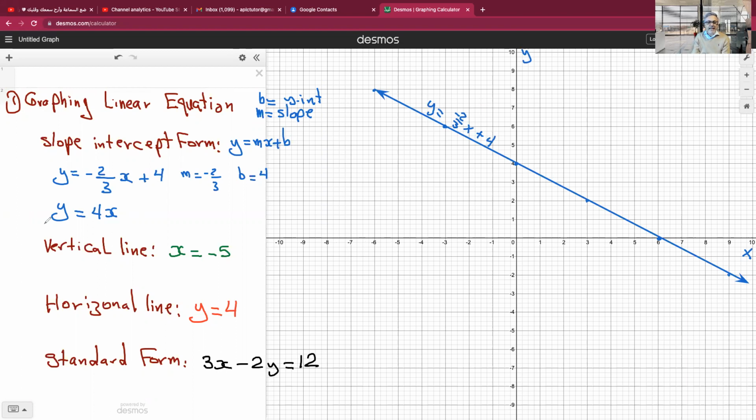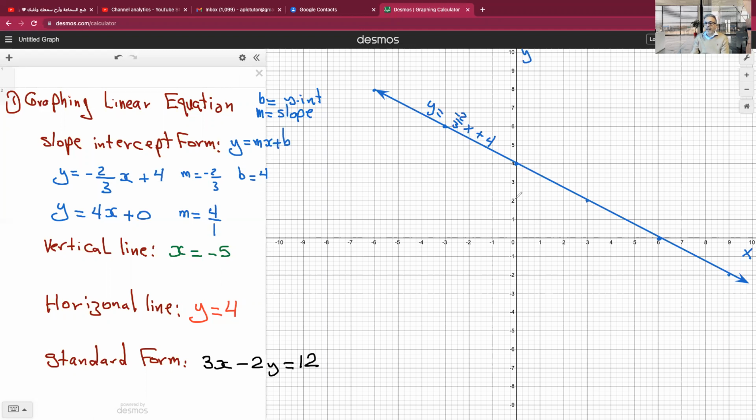Now, how about this line here? We have y equals 4x. You compare it to y equals mx plus b, and you say it doesn't look exactly the same. It's exactly the same if I say plus 0, because the y-intercept here is 0. That's why we don't write it. So the slope is 4, and I'm going to write it over 1 because we know slope is rise over run.